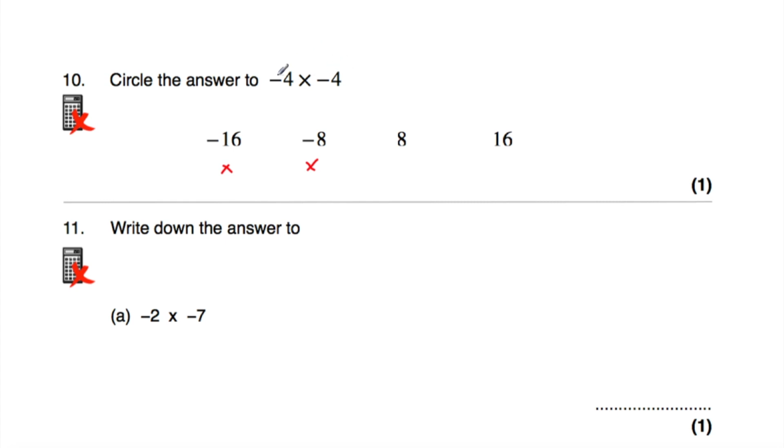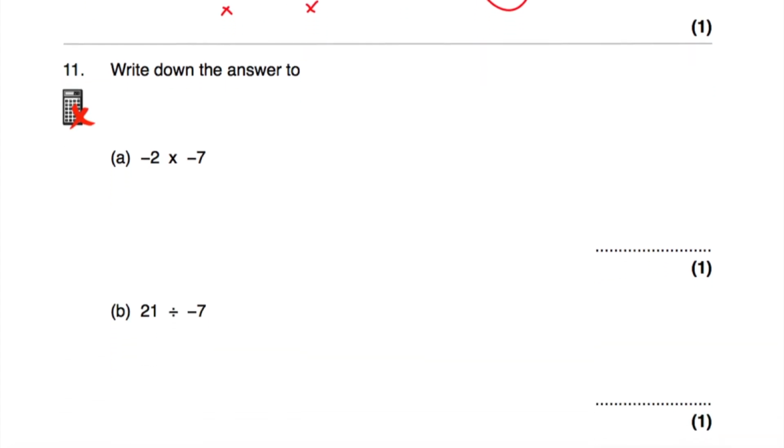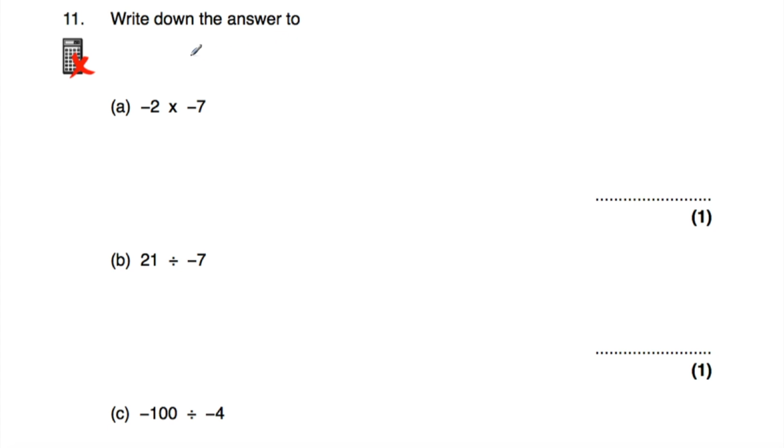So that means that negative 4 times negative 4 would be positive 16. So the answer would be 16. And that's it. Okay, question 11. Question 11 says to write down the answer to negative 2 multiplied by negative 7. Well, negative times a negative is a positive, and then 2 times 7 is 14. So the answer would be 14.